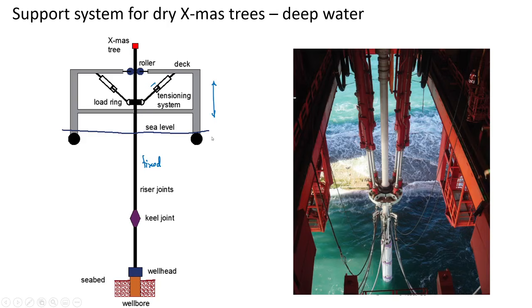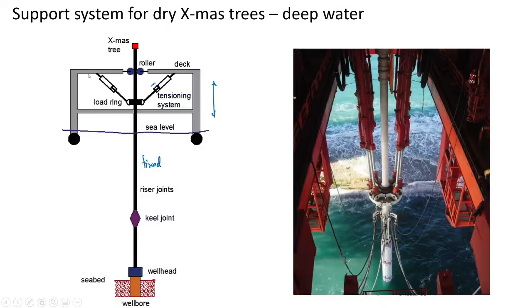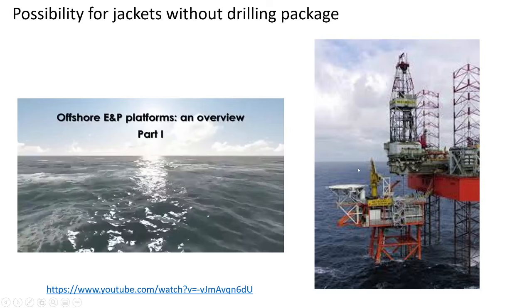So typically, dry Christmas trees are used when there is limited movement in the vertical direction. So you say only floating structures like Spars, TLPs, and some semi-subs, I don't think there are many, have small movements. They have considerable movement, and let's say this can be up and down 3 meters. Okay, but these are movements that are considerably low, suitable for dry Christmas trees.